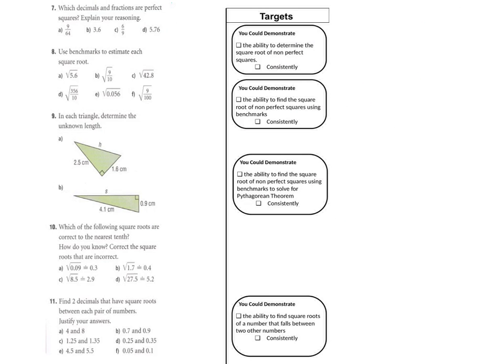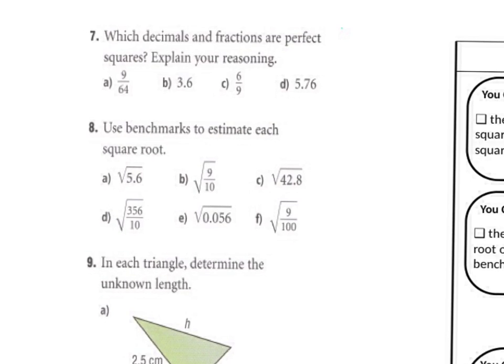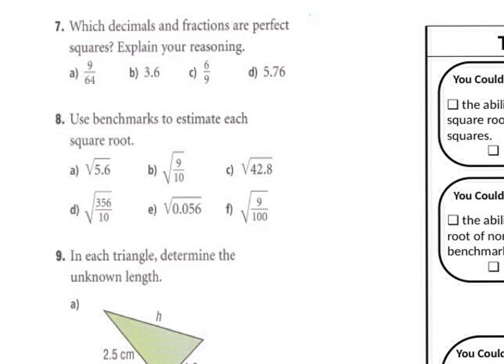So on question 7, which decimals are perfect squares? Explain your reasoning. All you have to do is find the square root of them. If it gives you a perfect square, then it is a perfect square. So let's look at this one, 9 over 64. Can I write that as 3 squared over 8 squared? Yep. So this is a perfect square.